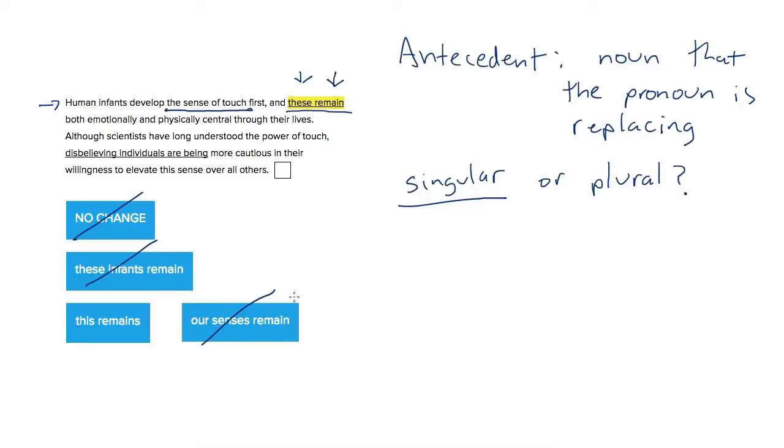So at this point, you've ruled out enough answers to select this remains as your correct answer, but let's see why that works if you were working from the other direction. We know we need a singular pronoun. This is our only singular choice here, so we have to go with that. And then the next thing we have to do is make sure that our verb also matches in terms of plurality. So the sense of touch is singular. The sense of touch remain, or the sense of touch remains. Remains is the singular form of the verb, so this is our correct answer choice.